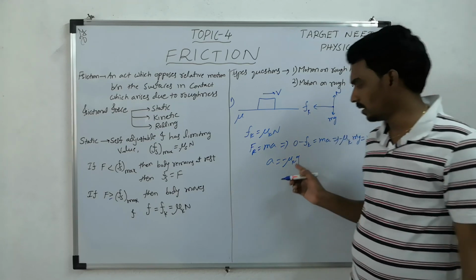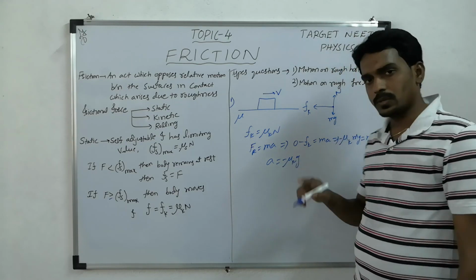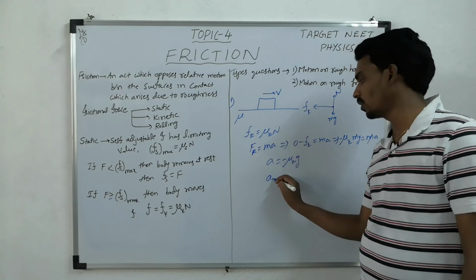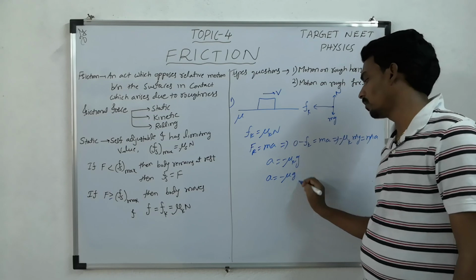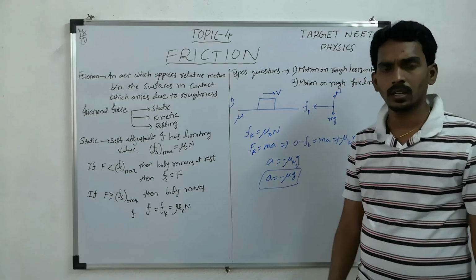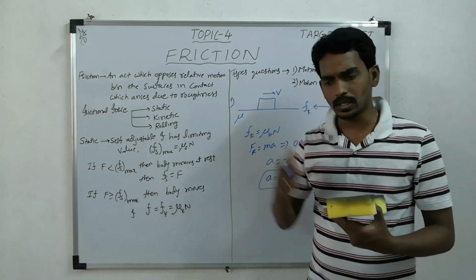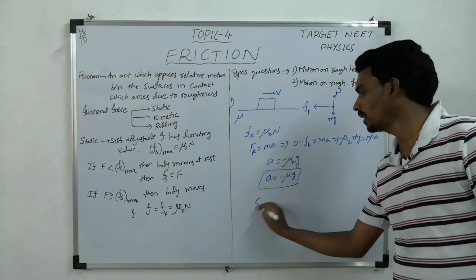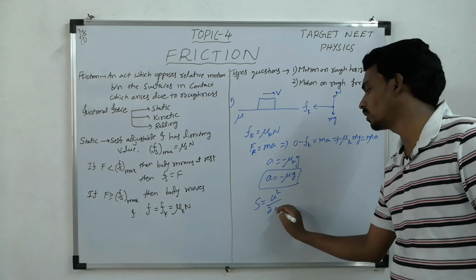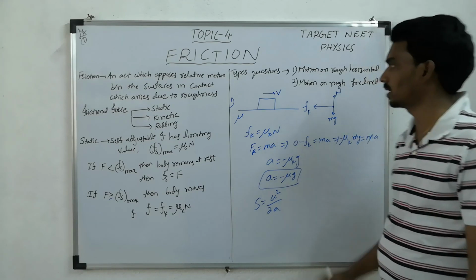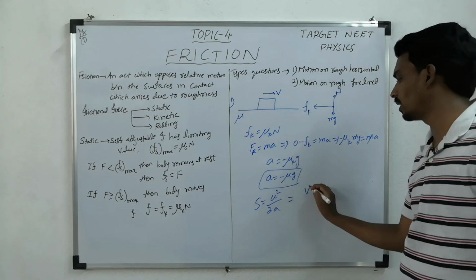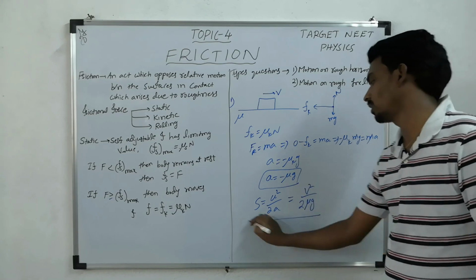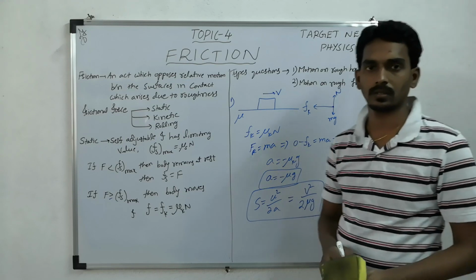But here, if they mention mu s and mu k separately, then take mu k. Otherwise, if they mention only mu, then it will become minus mu g. And what is the stopping distance when the body is given some velocity and decelerated? The stopping distance formula is u square by 2a. u is the initial velocity. What is the initial velocity here? v. So v square by 2, and the acceleration magnitude is mu g. This is the stopping distance.